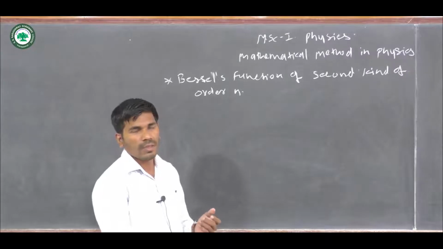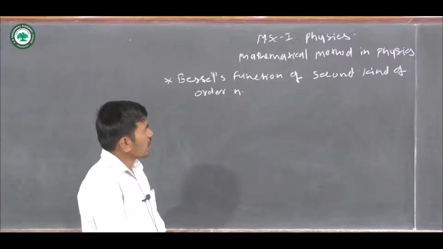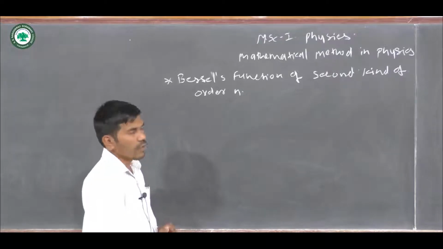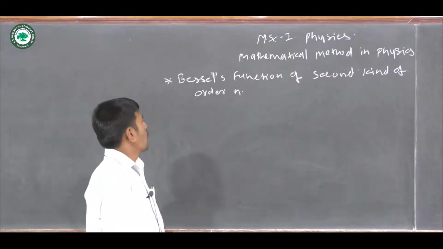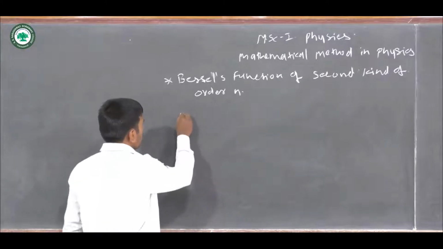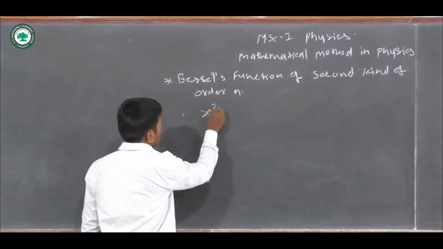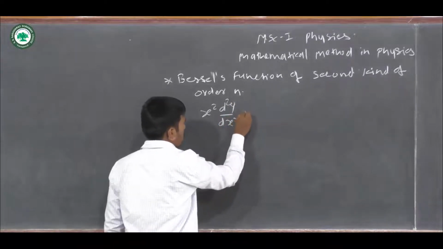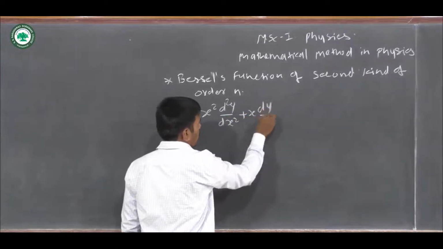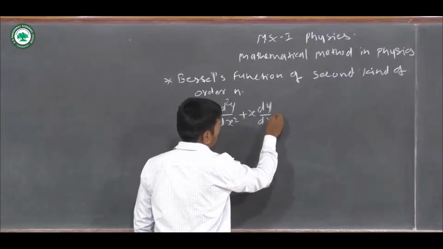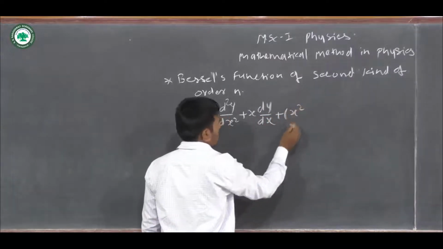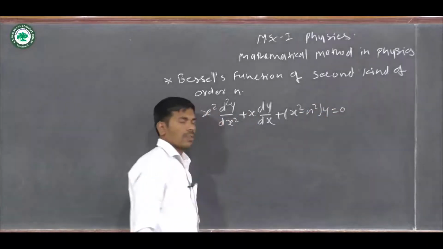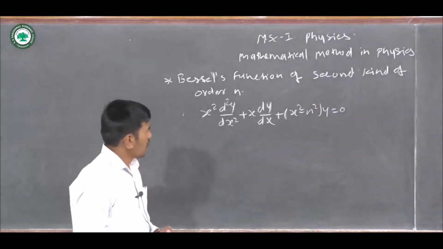In the last class we discussed the Bessel functions of the first kind. In this lecture we are going to discuss the Bessel function of the second kind of order n. So we know the Bessel equation very well, that is x square d square y by dx square plus x dy by dx plus (x square minus n square) into y is equal to 0. This is the Bessel differential equation.